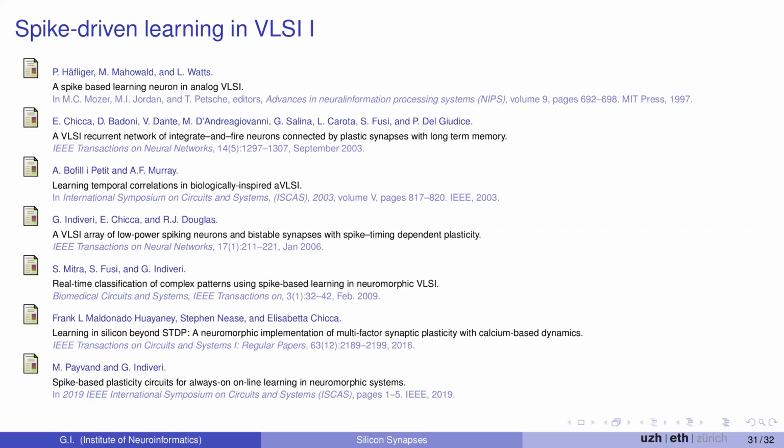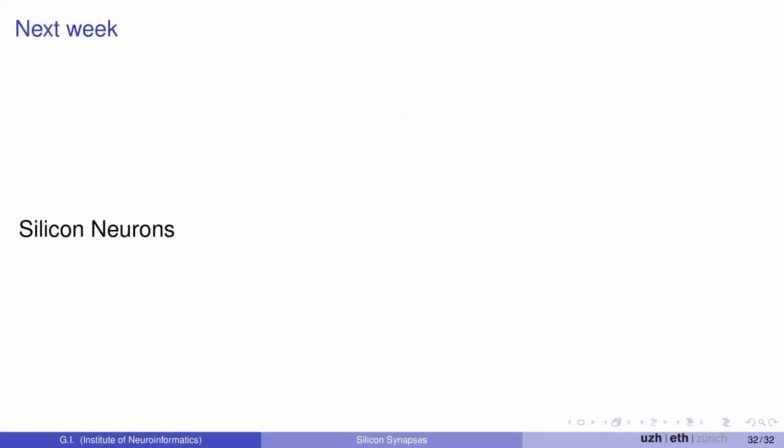Once we see the neurons, we can then look at the full synapse plus neuron plus learning circuit all together and see what it takes, how much area, how much space, how much power, and so on. I think that's it. So next week we'll look at silicon neurons.